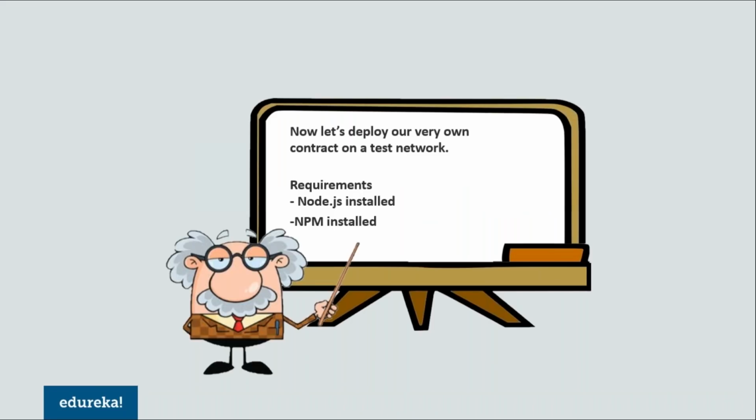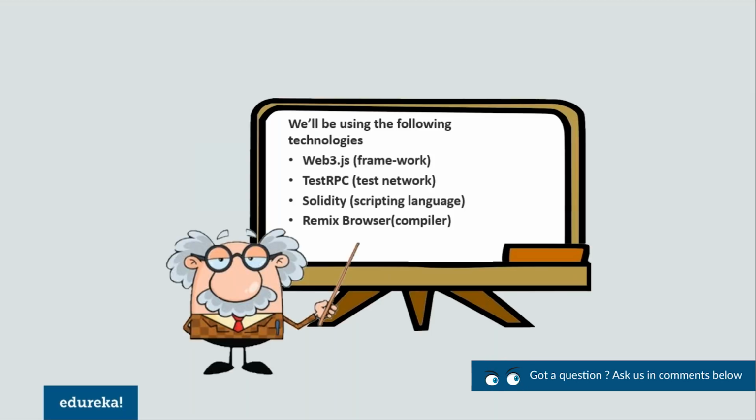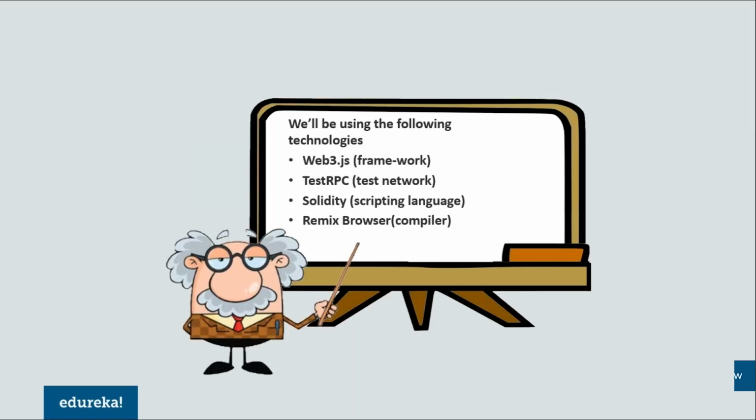Now that we've seen everything about smart contracts, it's time we deploy our own smart contract on our test network. For this exercise, we're going to need Node.js and NPM installed and updated to the latest version. We'll be using the Web3.js framework to interact with our smart contract through a front-end API. We'll be using TestRPC as our test network, and we'll be using Solidity to develop our contracts, and compiling them will be done through the Remix browser. So without much ado, let's get started.